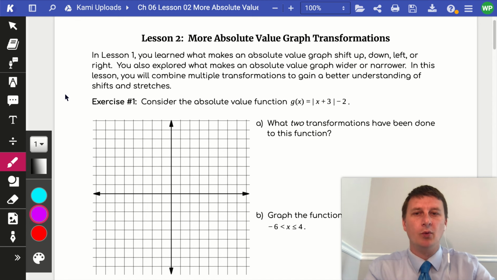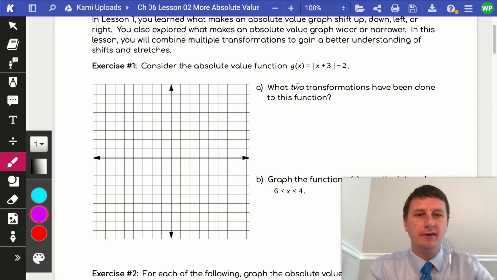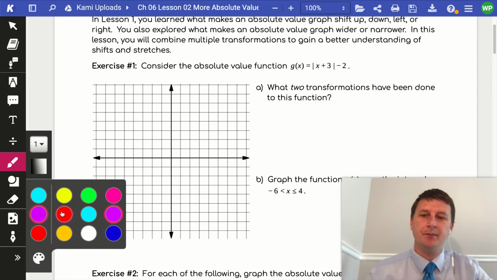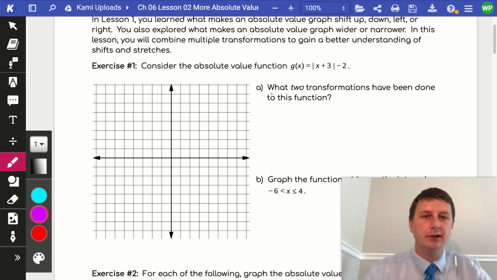So in exercise number 1 in lesson 2, it says consider the absolute value function g of x is equal to the absolute value of x plus 3 minus 2. What two transformations have been done to this function? So let's first take a look at what's being done inside that absolute value. And you might notice that you have x plus 3.